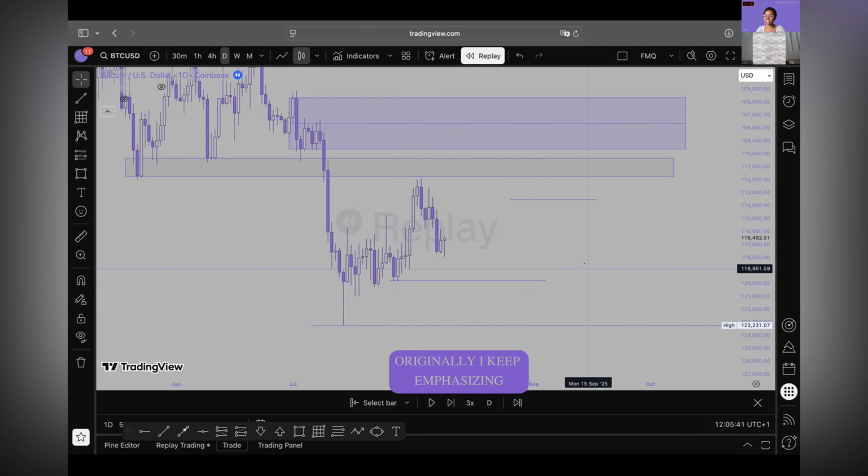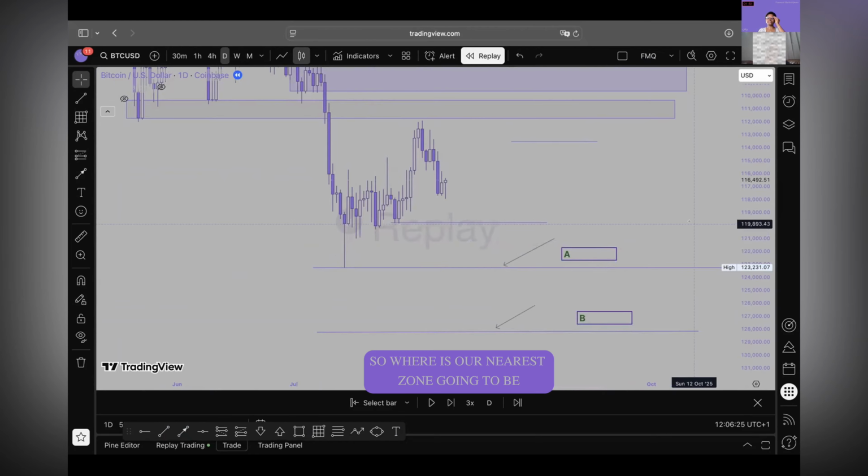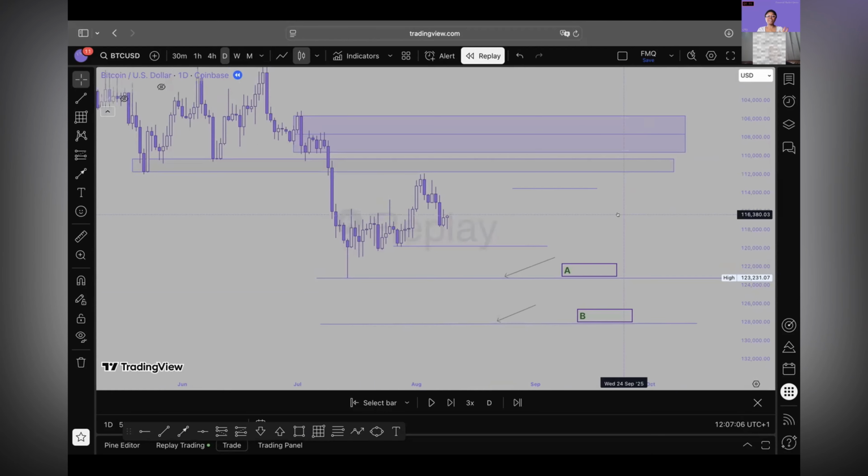Originally, I keep emphasizing the need for you to always take your profit on the nearest zone. So where's our nearest zone going to be? Is it going to be A or B? A. I said to you that the trend is your friend. Your chart is your friend. Your chart is the one giving you an illustration of what is happening in that asset that you want to trade or invest in. So don't come and form a chart that is not there.